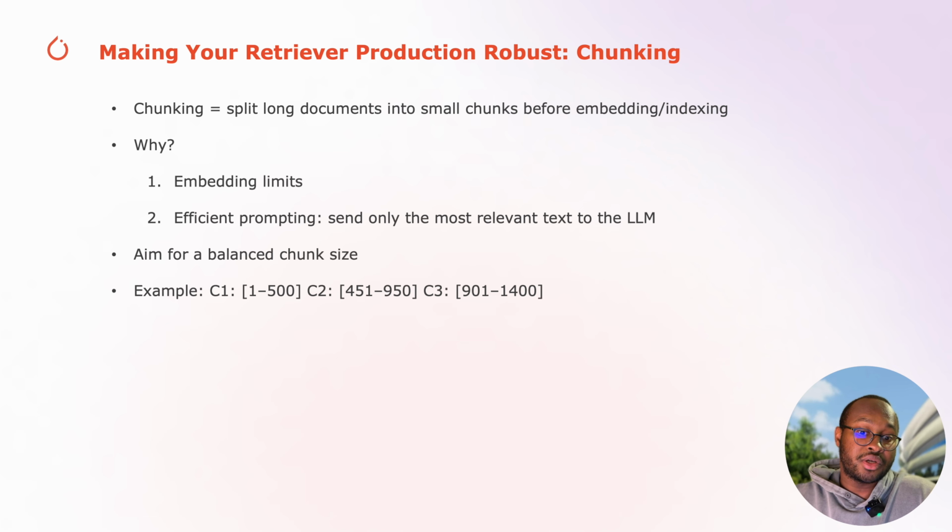So you can build chunks using balanced sizes. Let's say for a large document, you can create a chunk from word 1 to 500, from 451 to 950, from 901 to 1400. Okay, so from one document we can get 3 documents. So here we are having an overlap.